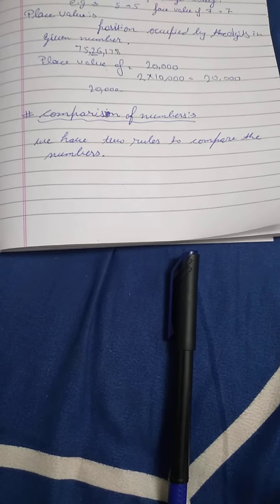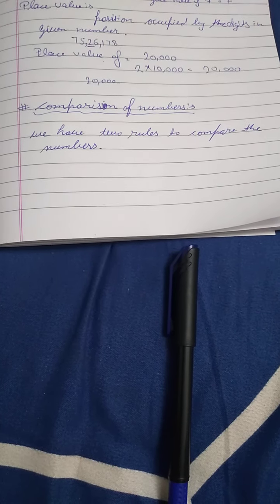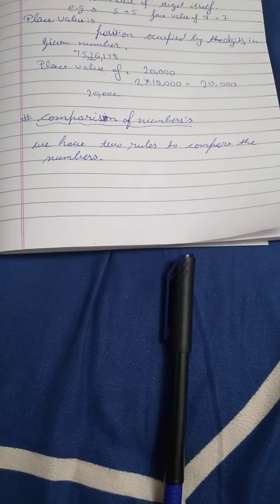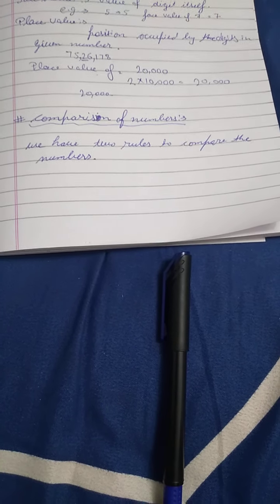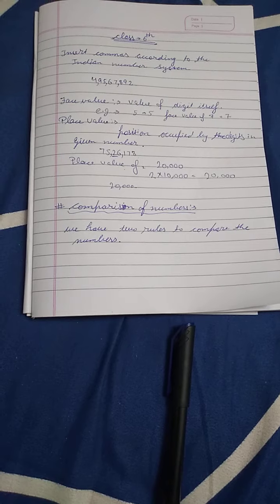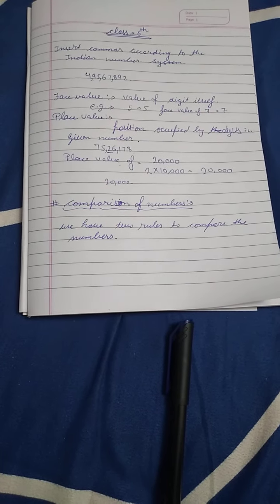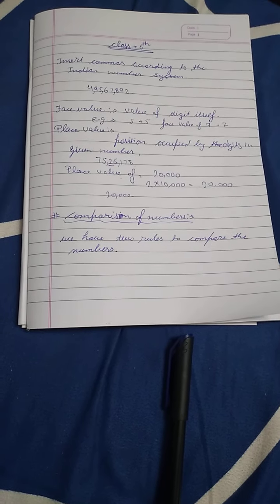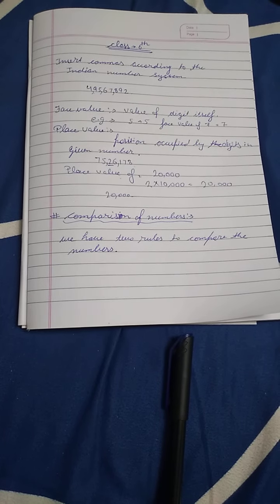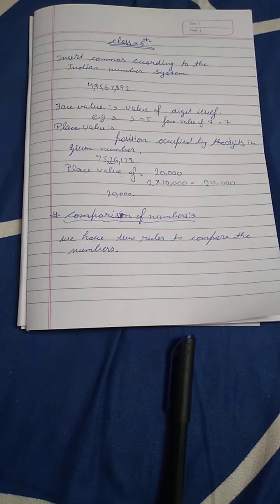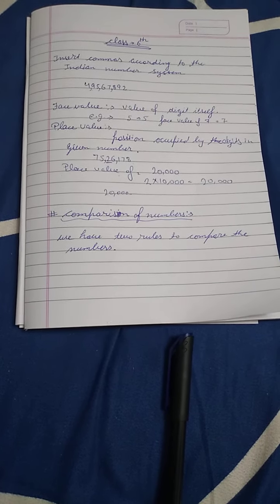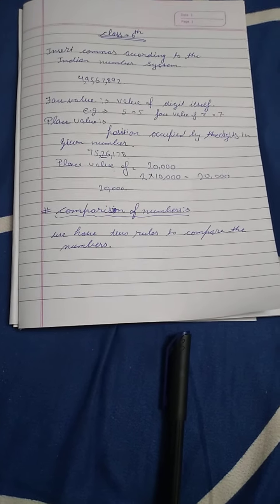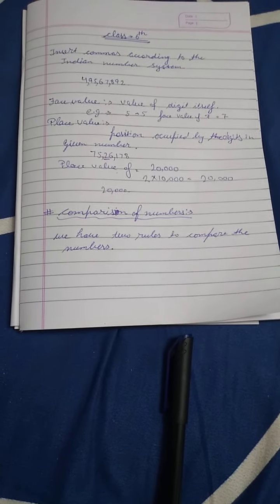The second rule: if the digits are the same, then compare the digits at the extreme left side. If the first digits are the same, then move towards the right from the left and compare those digits. If the digits are again the same, move to the next digit on the right, and this process continues until we come across different digit values at their corresponding places. Then whichever digit is greater, that number becomes the greater and the other is smaller. Is that clear?